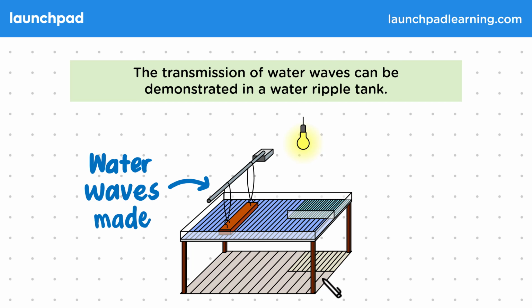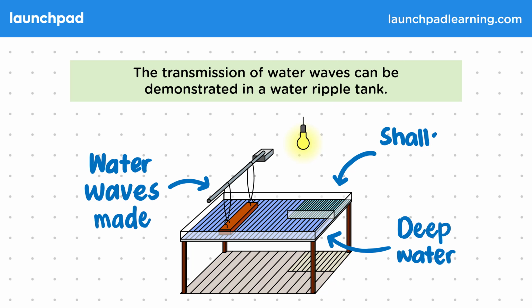On the other side of the tank, we've split the water into two sections. For this section, we have the same deep water that the plank is creating waves in. But up here, we've raised the bottom of the tank so we have shallower water. Let's look at what we'd see in the ripple tank in more detail.